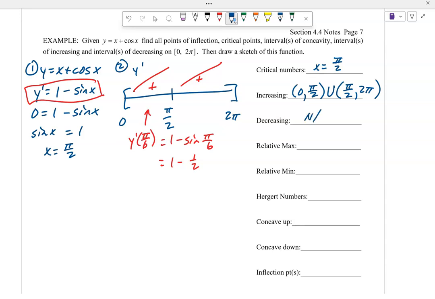We're not decreasing anywhere. No relative extrema here, right? It's not like I increase and then decrease. I just increase and then increase. So no relative extrema. Now that we know the first derivative is 1 minus sine of x, let's see what critical numbers we have. Let's take the second derivative. 0 minus derivative of the sine is cosine.